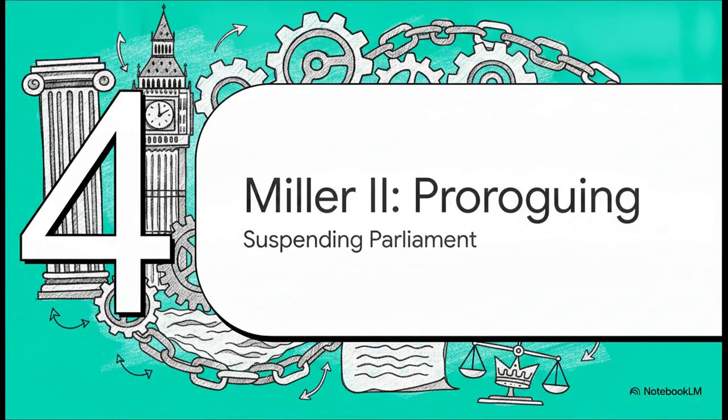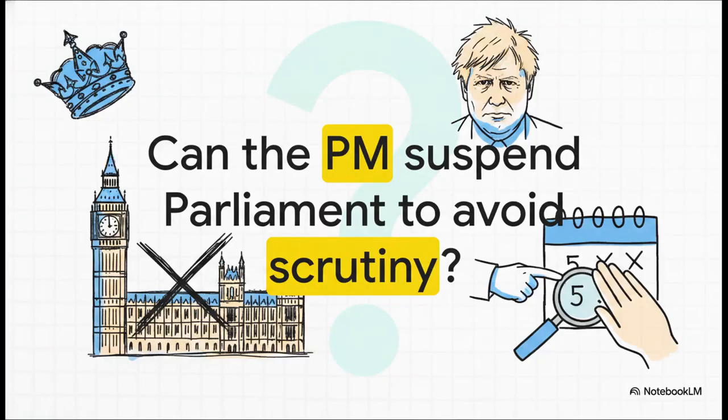All right, on to the next stress test. Section 4, Miller II, suspending Parliament. This brings up our next massive constitutional question. Can the Prime Minister use the prerogative to prorogue, or suspend, Parliament for 5 whole weeks?